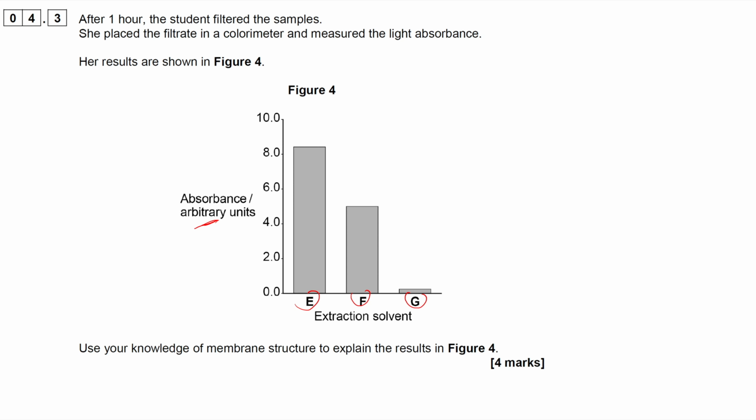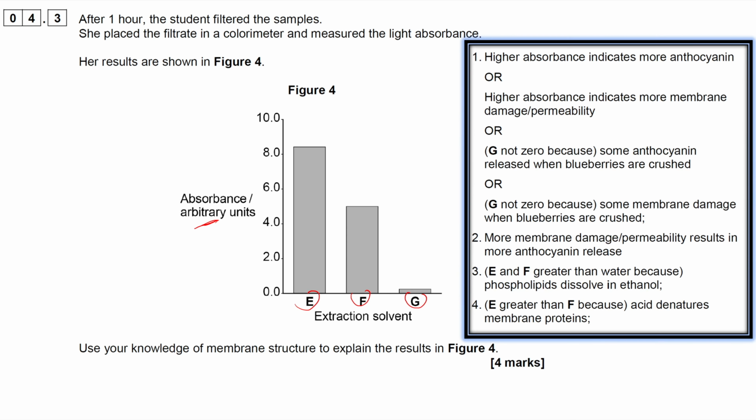That question is for 4 marks, so you should include these 4 points. Number 1, higher absorbance indicates more anthocyanin, obviously because we have higher absorbance. Here in the first case, it has more concentration compared to the others. Or it could also mean that higher absorbance indicates more membrane damage. It mentioned in the question that anthocyanin is retained by the intact cell, so if the cell is damaged, then it leaks out. Or you can say G is not zero because some anthocyanin was released when blueberries were crushed. Or you can say G is not zero because of some membrane damage when blueberries were crushed.